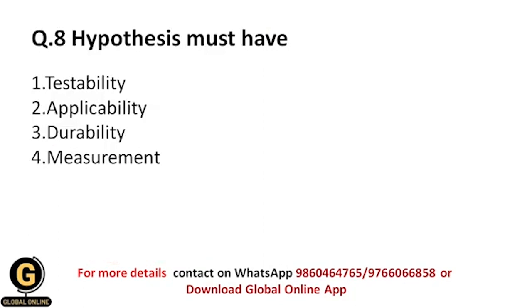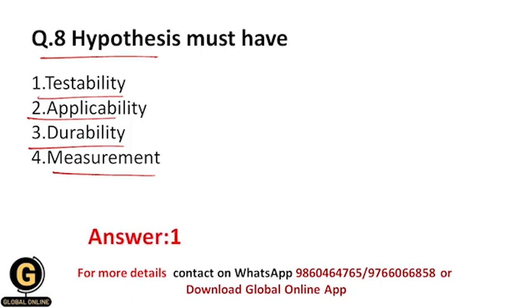Okay. A hypothesis must have which kind of feature or characteristic? Whether it is testability, applicability, durability, or measurement. So a hypothesis must have testability. This is the most important characteristic a hypothesis must have, because whenever a hypothesis does not have testability, then how are we going to test it? By using the statistical techniques. And that's why a hypothesis must have testability.